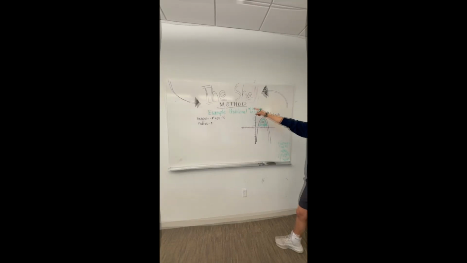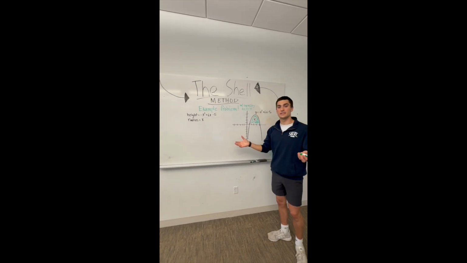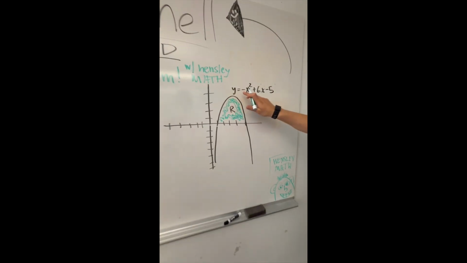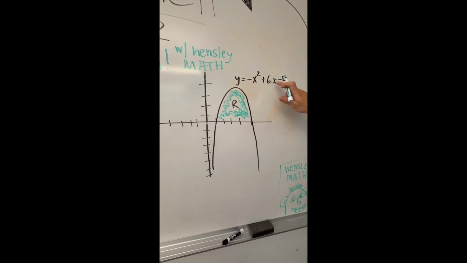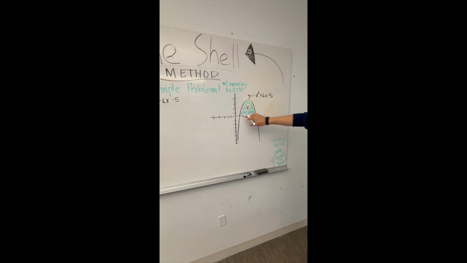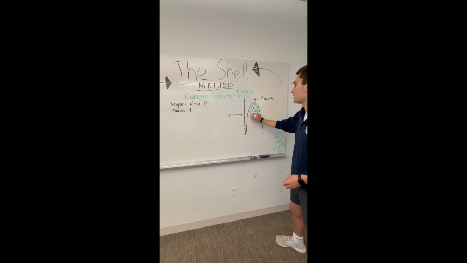We're doing an example problem today. All right, first things first, what's the equation for the example problem? The function here is y equals negative x squared plus 6x minus 5. You can see it's going to make this shaded region under the bounds from 1 to 5 here.